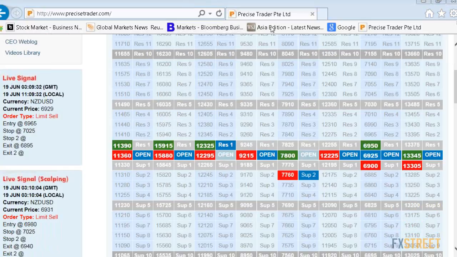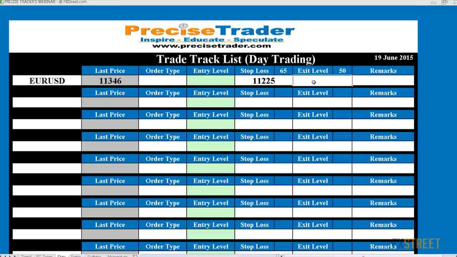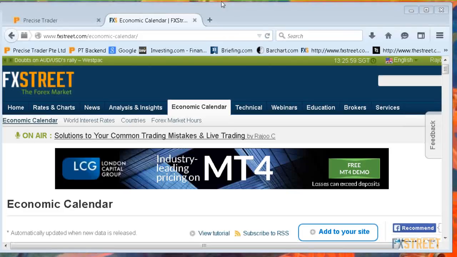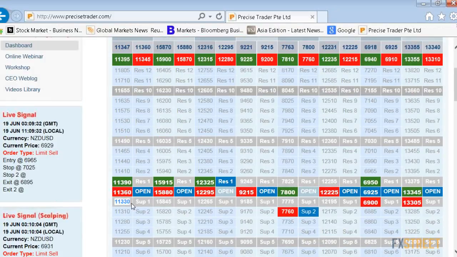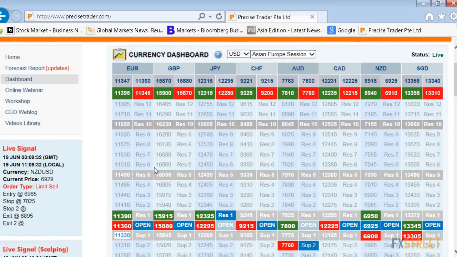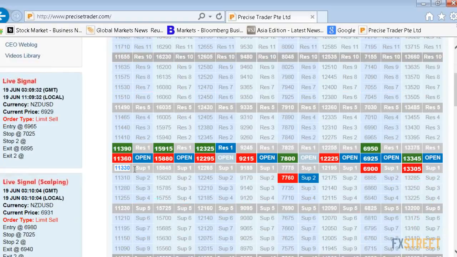Now I've already decided on my exit. So my exit is 113.90. My stop loss is 112.25. My exit is 113.90. Now, where do I enter? Where do I put in my entry price? The best entry price would be 113.30. Right now the market is trading at 114.47. So probably I want to enter at 113.30.